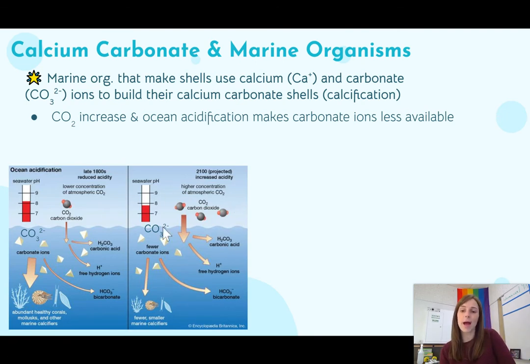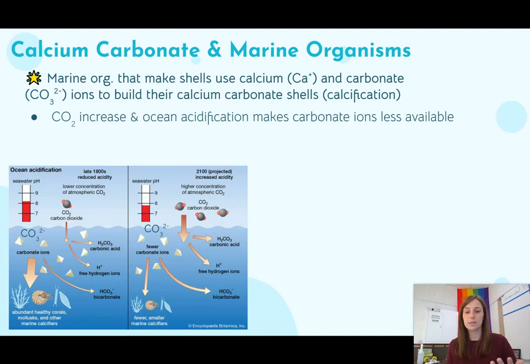However, when our pH goes down and it's getting more acidic, we're having more carbon dioxide, as we just talked about in the last slide. This is going to form that carbonic acid. And then these little carbonate ions are going to meet up with these free hydrogen ions, which is going to create more bicarbonate.